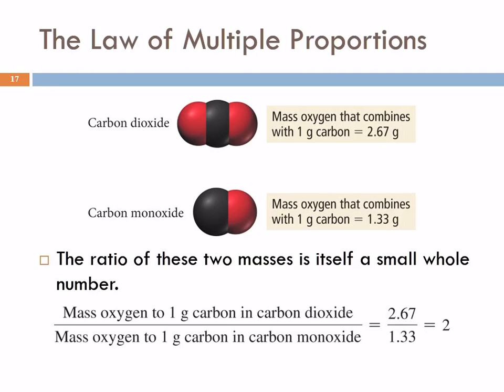Yeah, I already did this. So here's carbon dioxide. The mass of oxygen that would combine with 1 gram of carbon is 2.67. In carbon monoxide, it's 1.33 grams. And we divide those and we get a small whole number. Every time you do this, you're going to get a small whole number, like 2 or 3 or 5 or 7. You're not going to get 19.63 or 2 million. Any questions?